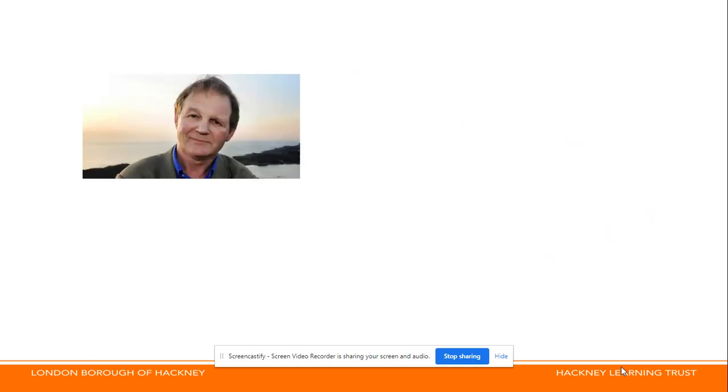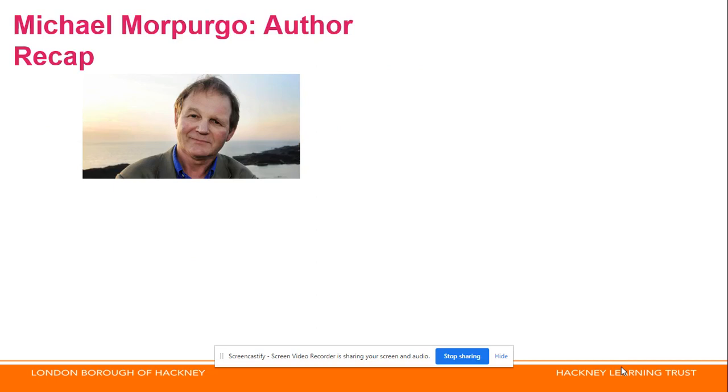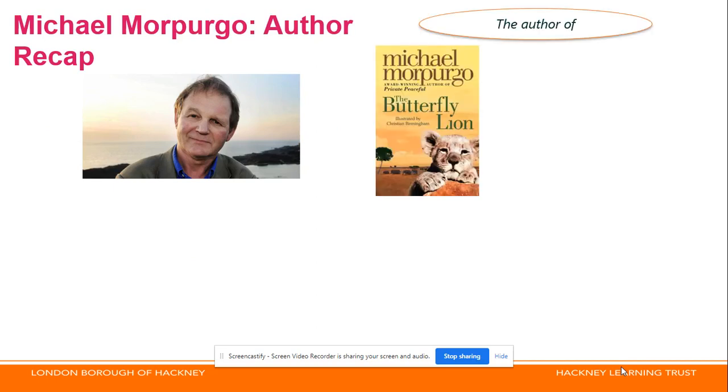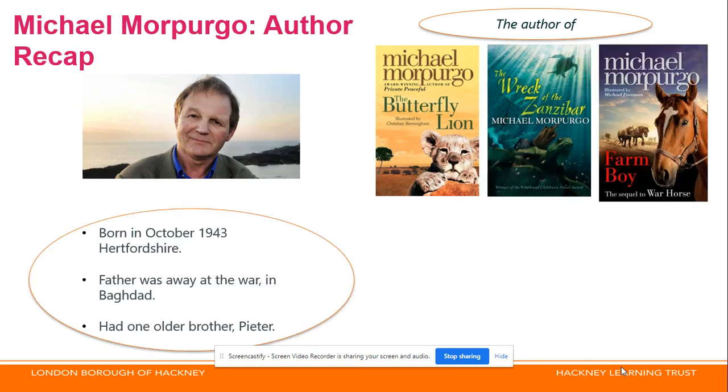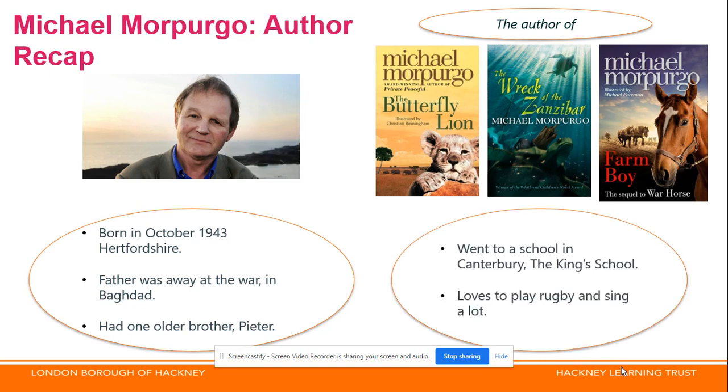Okay, so let's have a quick author recap. Michael Morpurgo is the author of such books as The Butterfly Lion, The Wreck of the Zanzibar, and Farm Boy. He was born in October 1943, while his father was away at war in Baghdad. He has one older brother. He went to school in Canterbury, the King's School, and he loves to sing and play rugby.